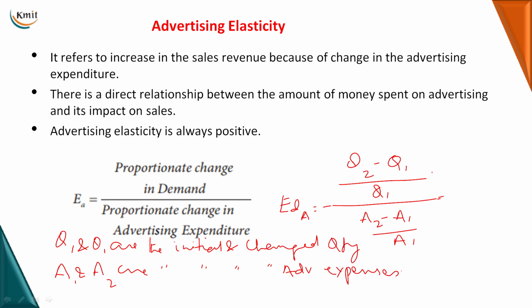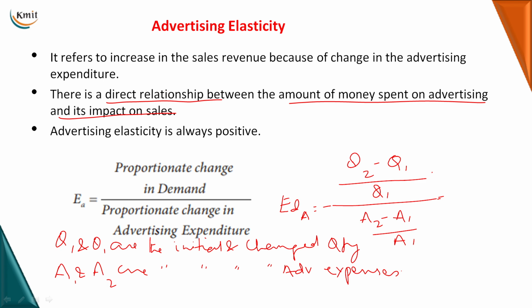Advertising elasticity. It refers to the increase in the sales revenue because of change in the advertising expenditure, or the incurring of advertising expenditure. There is a direct relationship between the amount of money spent on advertising and its impact on sales. It is always positive, and never will it be negative.